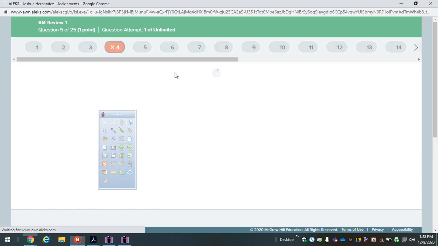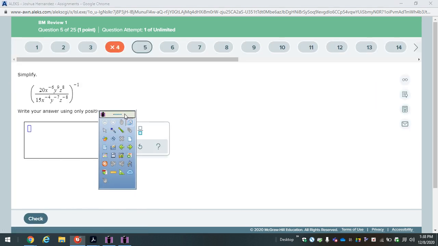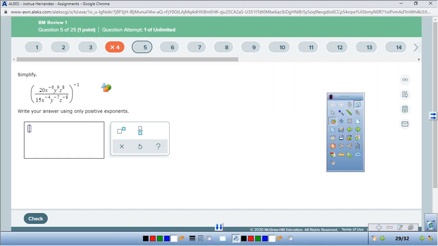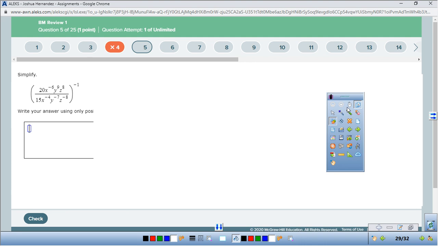There's 5. So we're working on this one right now. I know we're not familiar with this. We've barely done 1 or 2 of these. So in this situation, when it comes to all of these, you have a power on each of these variables, even that number there.